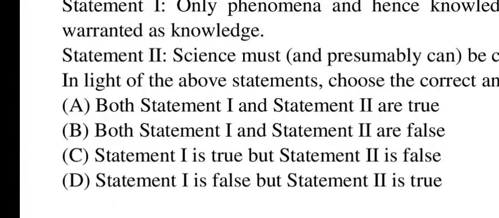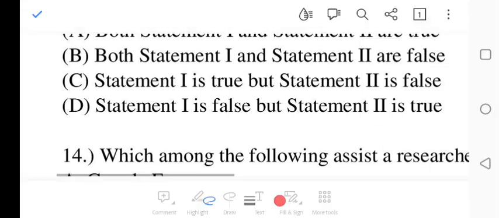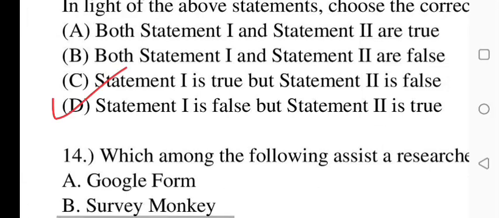Both statement 1 and 2 are true. Both statement 1 and 2 are false. Statement 1 is true but 2 is false. 1 is false but 2 is true. So option D, 1 is false but 2 is true, will be the correct answer according to my research.